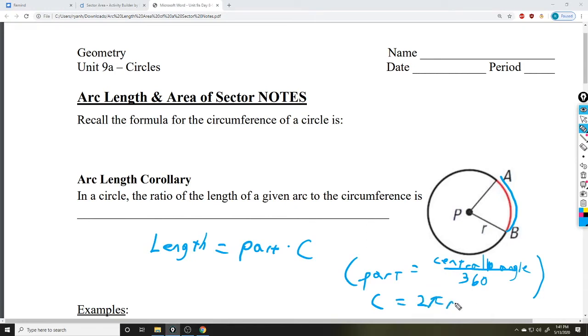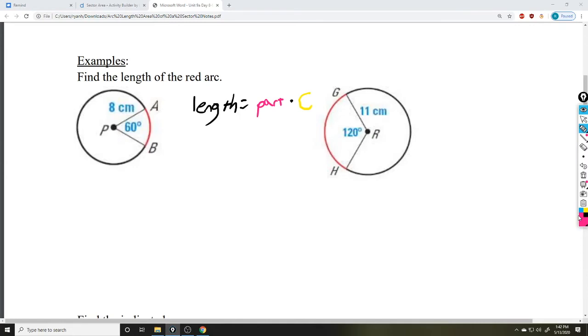Okay, so we take that fraction and multiply it by whatever we get for the circumference, and then we can find the arc length. All right, so our formula here is the length equals the part of the circumference. We're trying to find the length of this red arc here. That's what we're looking for, the length of this red arc. And so our length equals the part of the circumference. The first thing we need to do is find the part. In other words, how far around the circle are we actually going? Because we're not going all the way around. We're only going part way around.